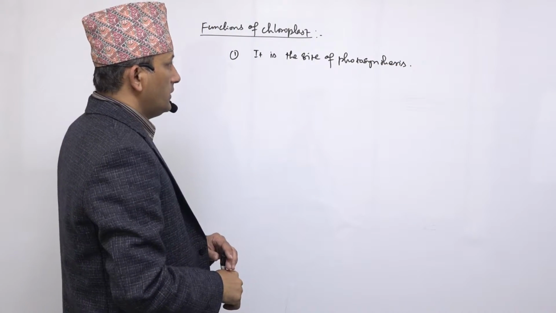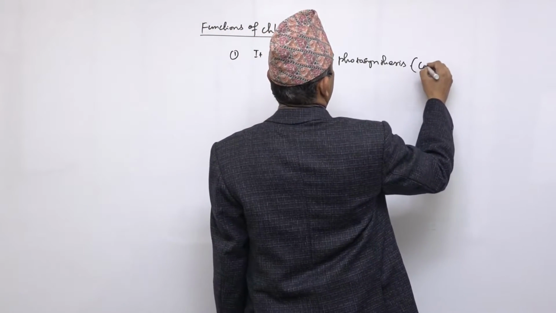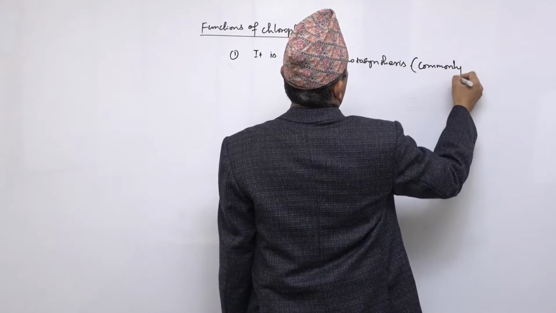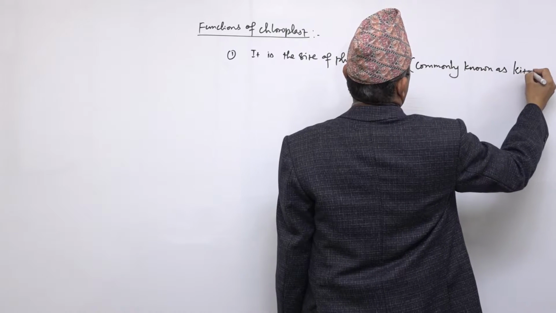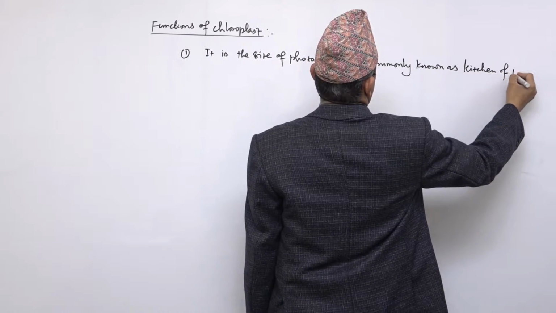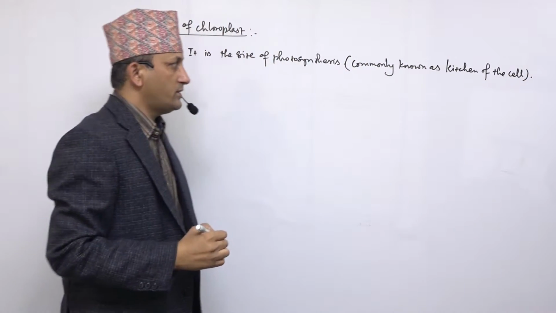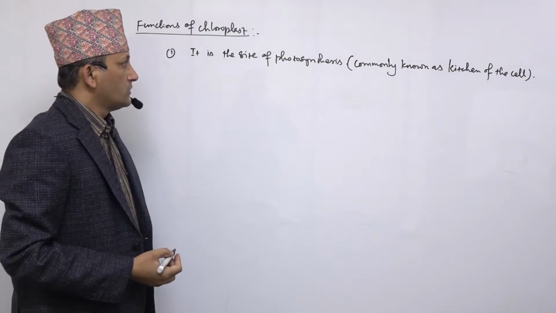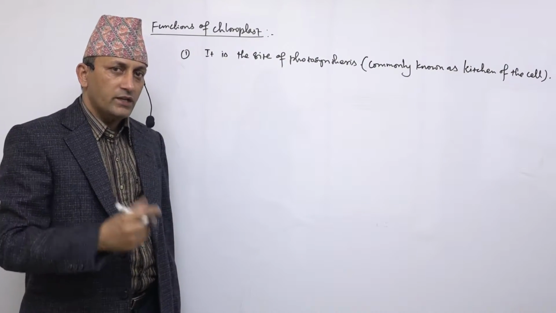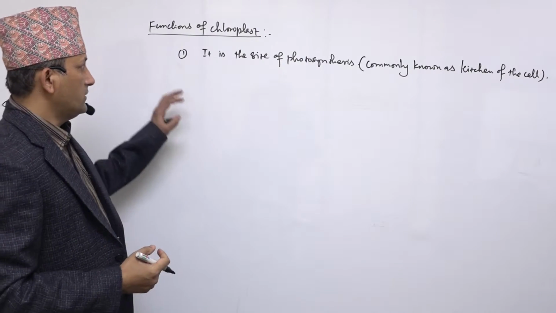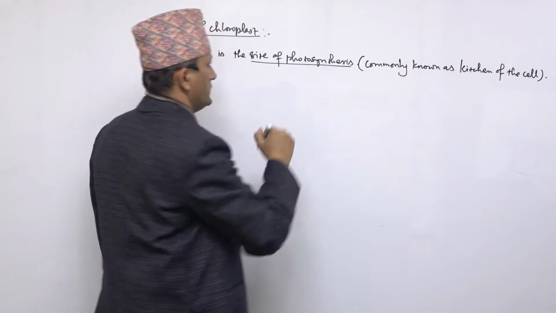That's why it is also commonly known as the kitchen of the cell. Why? Because the food making process occurs inside chloroplast. So chloroplast is a bag that contains chlorophyll. That's why the process of photosynthesis occurs inside the chloroplast. That's why it is the site of photosynthesis. Food making process occurs here.